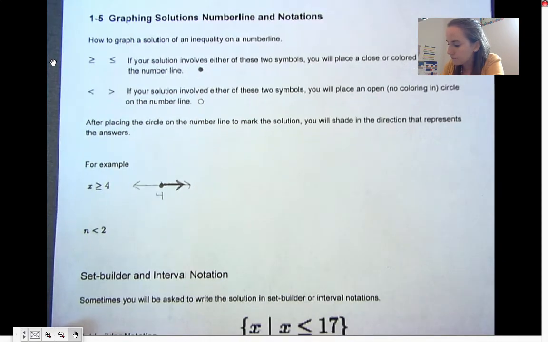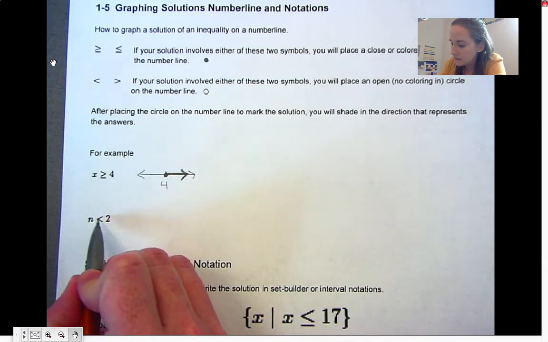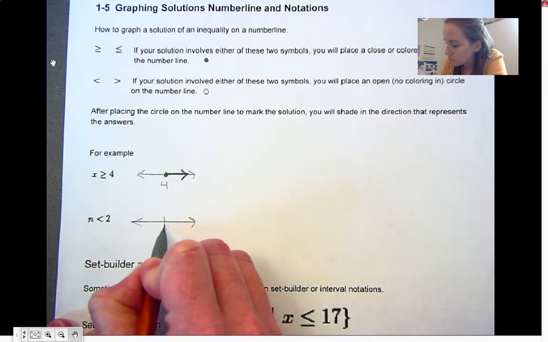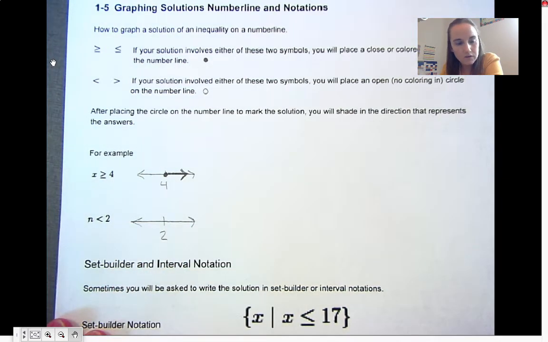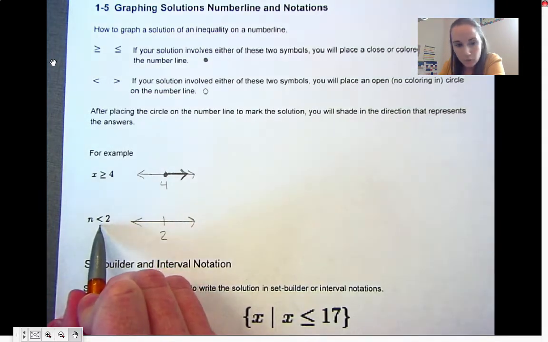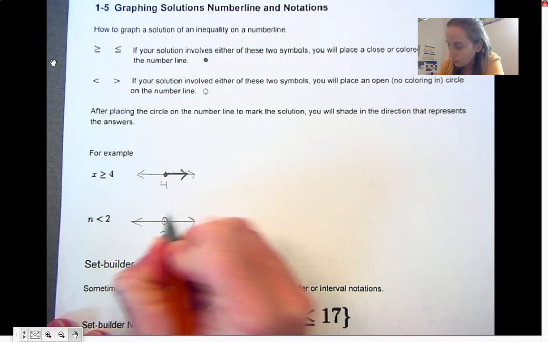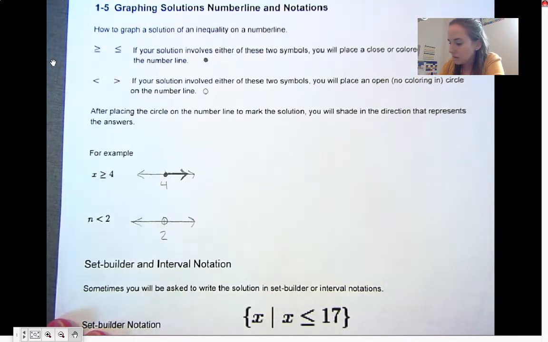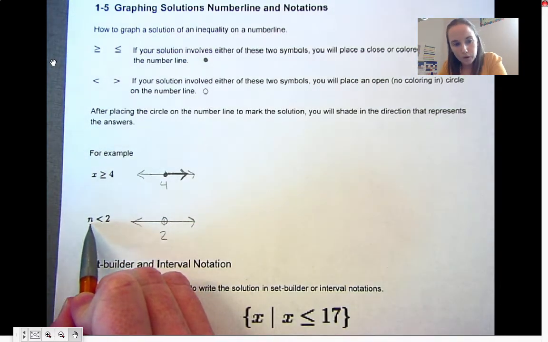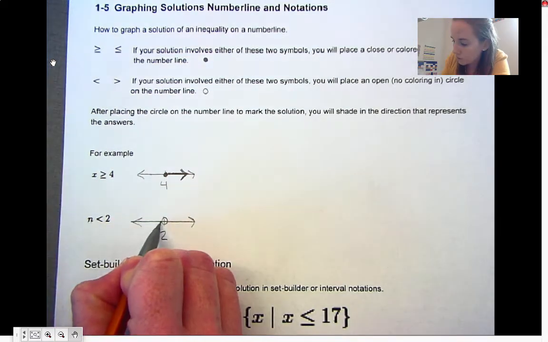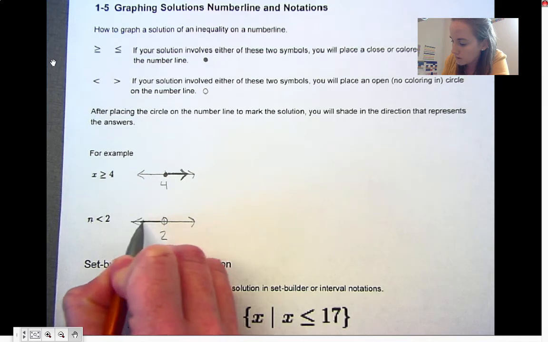Let's try another one. If we have n is less than 2, well, our number line is drawn where we have 2 clearly marked. And since there's no equal to, we want to make sure we do an open dot on the 2. And the values that will make this statement true are all the values that are less than 2. So we want to go that direction. So notice I just shade the number line in that direction.